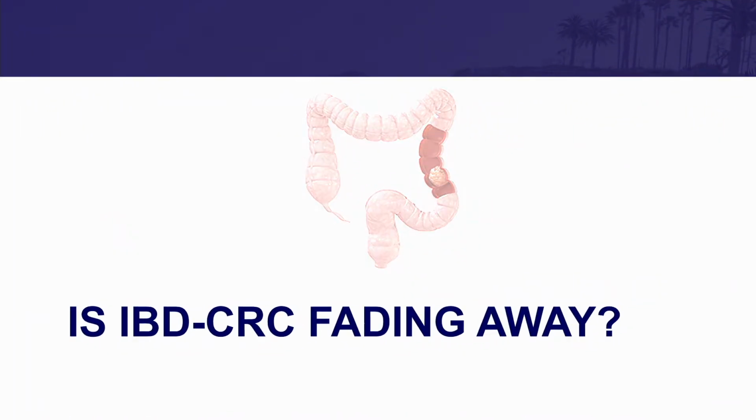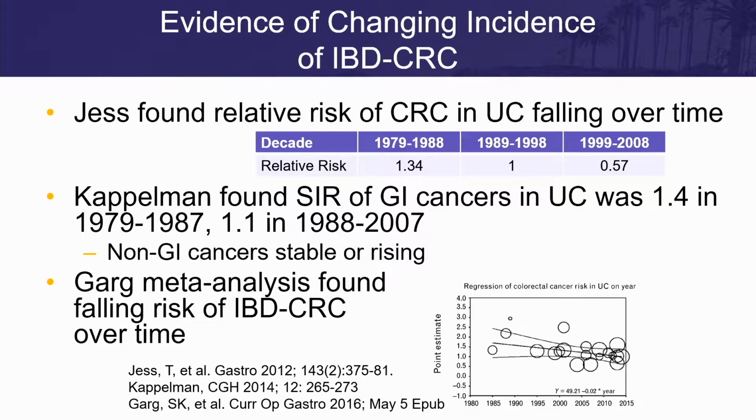The other question in hunting IBD colorectal cancer, or at least IBD dysplasia with chromo, is that it seems like, to some extent, IBD-CRC is decreasing over time, that we've sort of missed the window when it was frequent. What we found is that over time, Tina Jess in Denmark found that the rate of colorectal cancer is about half of what it was back in the 80s. Kappelman found that the standard incidence rate of GI cancers in UC was going down over time into the 2000s, while non-GI cancers were actually stable or rising. And the Garg meta-analysis found a falling risk over time.